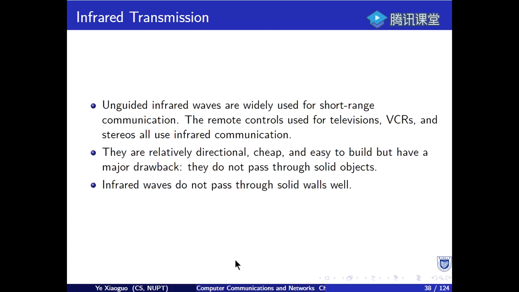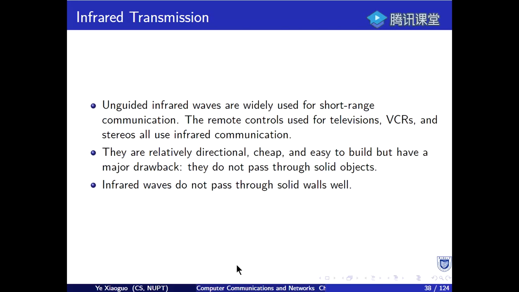Infrared transmission is another kind of wireless transmission. Unguided infrared waves are widely used for short-range communication. The remote controls used for televisions, VCRs, and stereos all use infrared communication. They are relatively directional, cheap, and easy to build, but have a major drawback. They do not pass through solid objects.